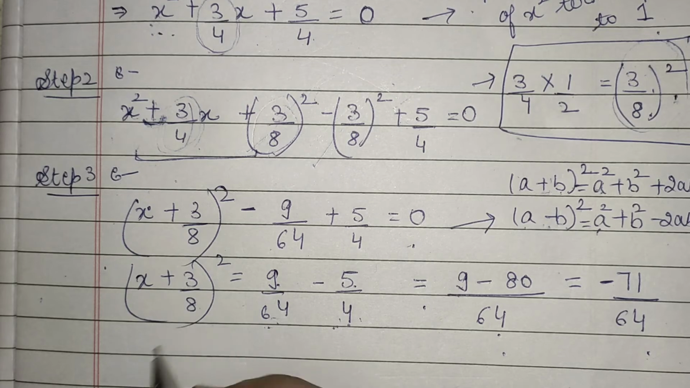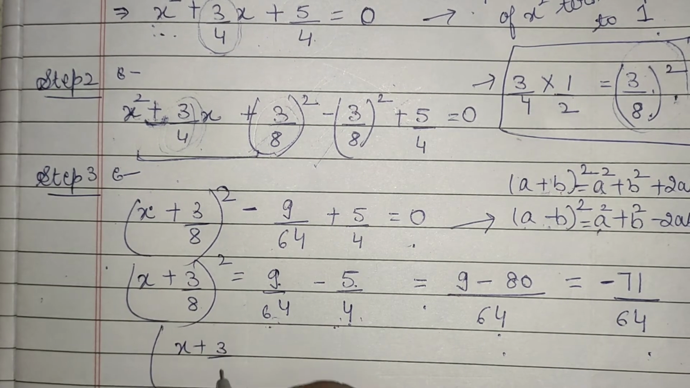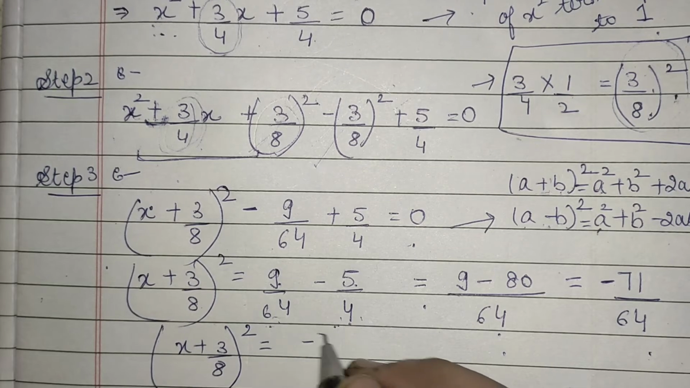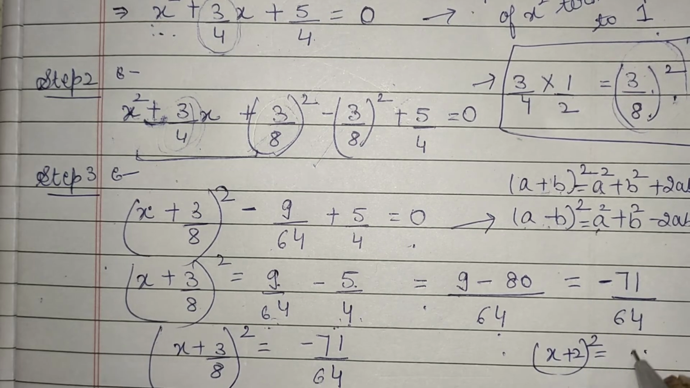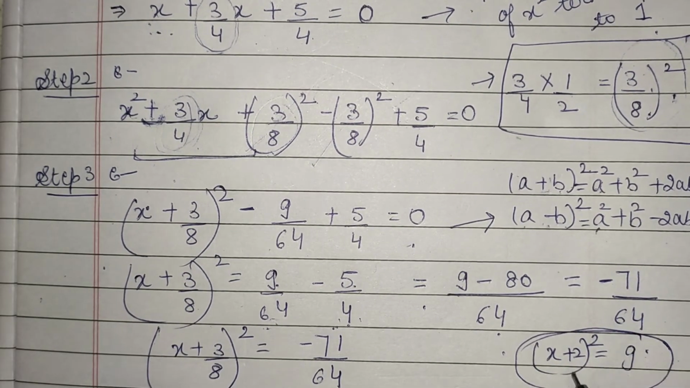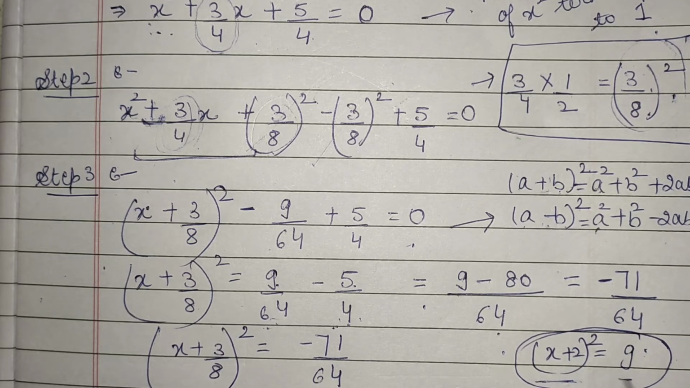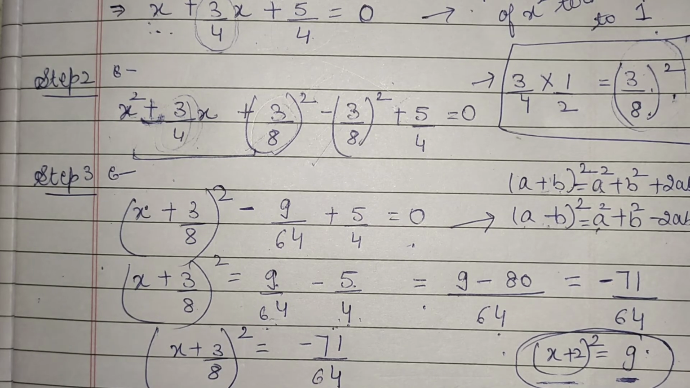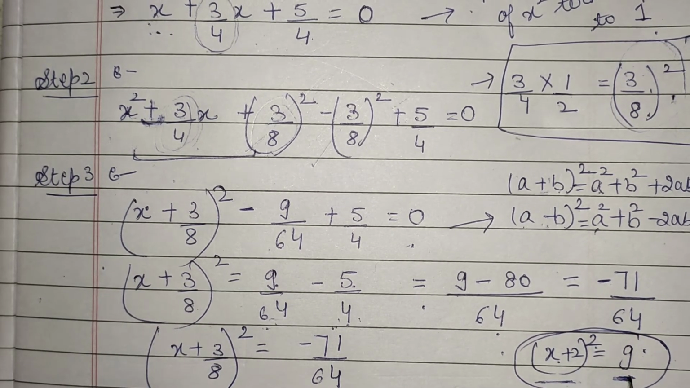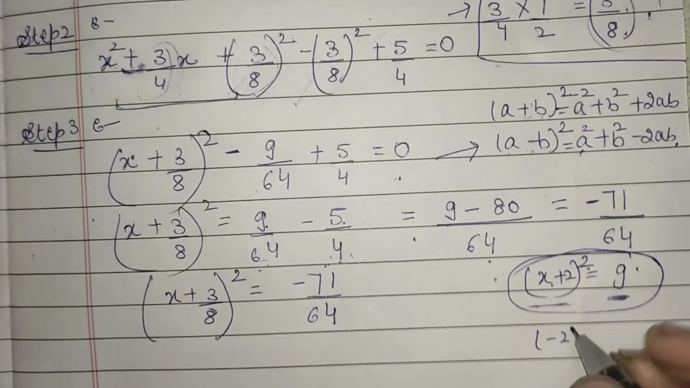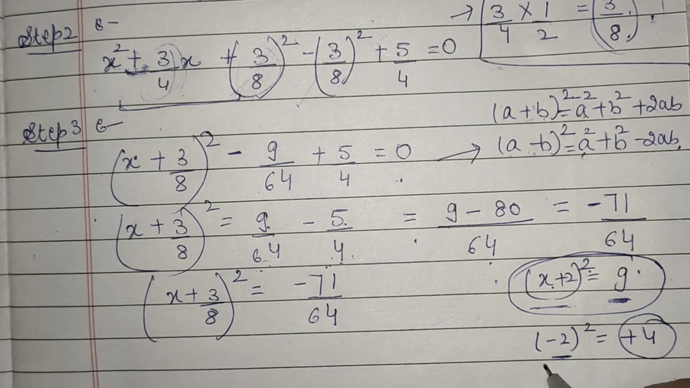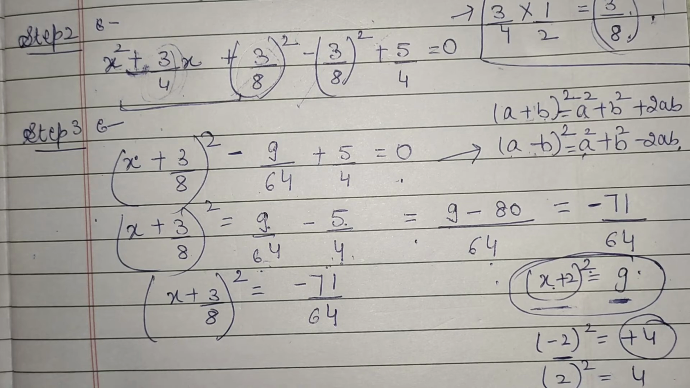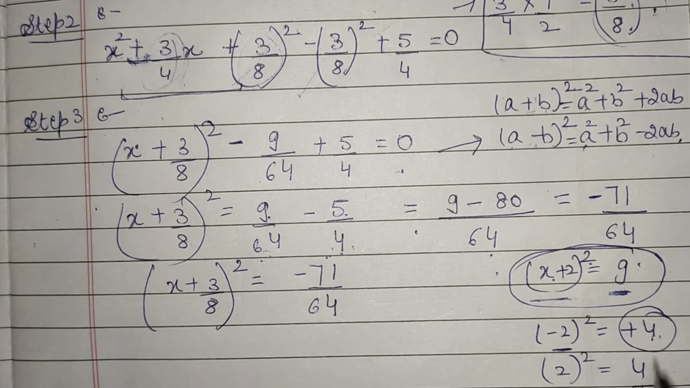Okay, so earlier when we were getting this equation, x plus 3 by 8 whole square is equal to some value. The general form was what? (x plus 2) whole square is equal to 9. So you were saying that on both sides you were having the positive term. Okay, so tell me one thing, can the square of any value give me a negative result? Suppose I am having (minus 2) square. So (minus 2) square will be what? Plus 4. If I am doing the square of a minus term or the square of a plus term, then I will always get a positive value.